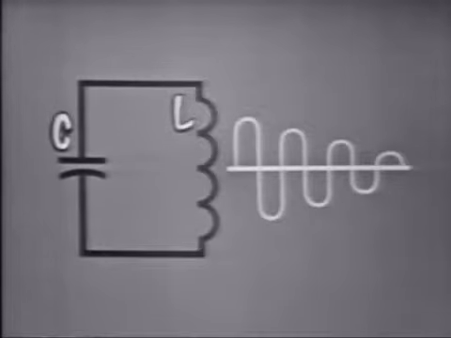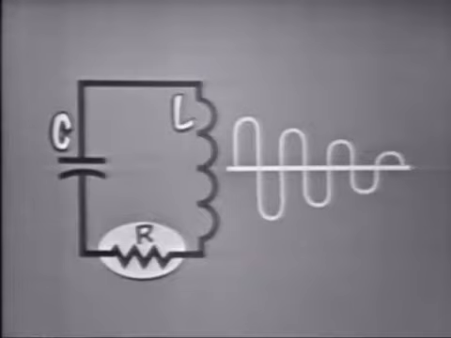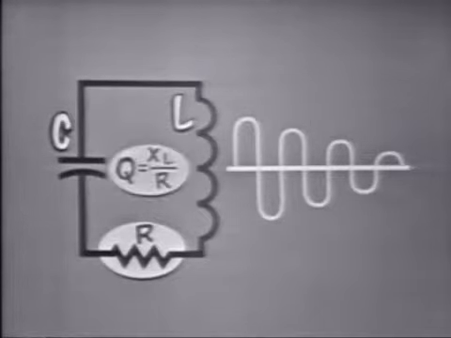Now, we'll represent this resistance here. The amount of internal resistance will determine the quality of the circuit. And you should recall that the Q of a coil is equal to X_L over R. Thus, the higher the Q, the longer the circuit will oscillate because there's less energy dissipated in the circuit. But even the highest quality components offer some resistance.